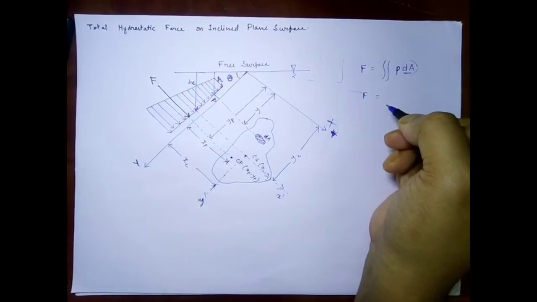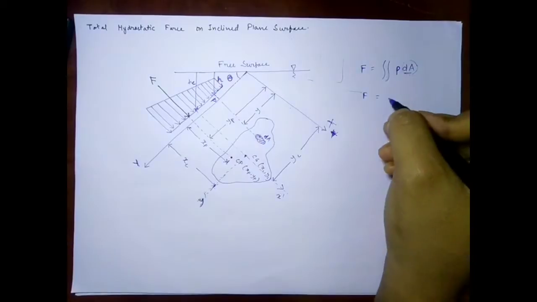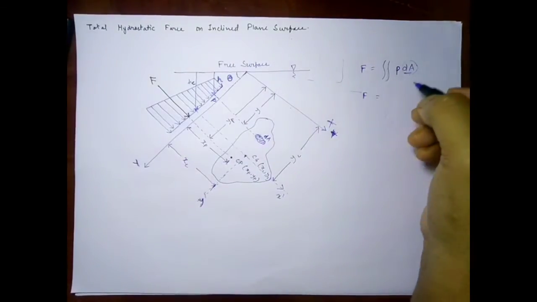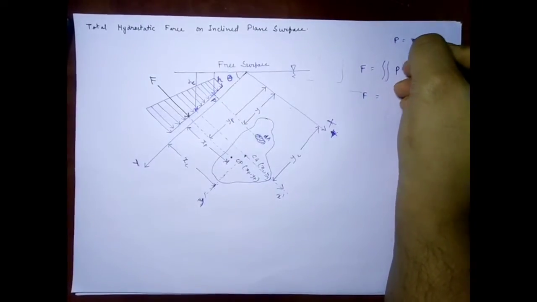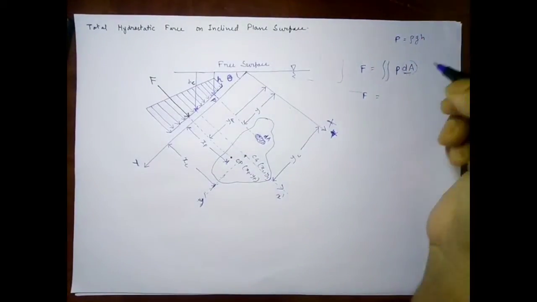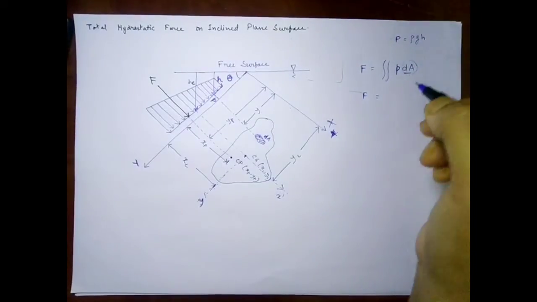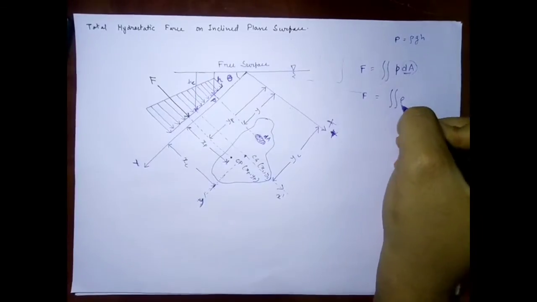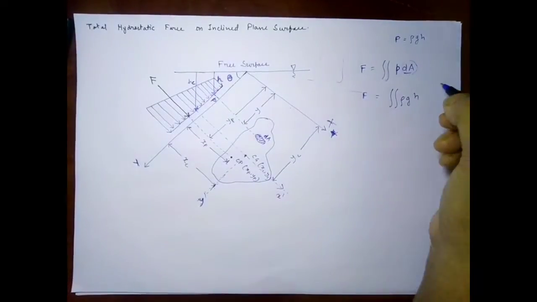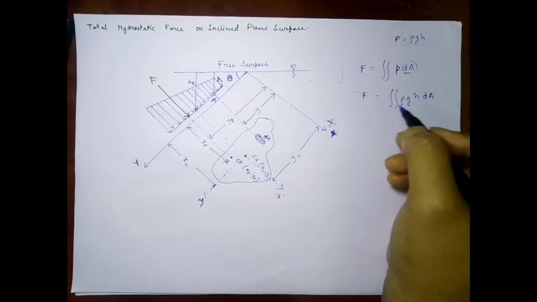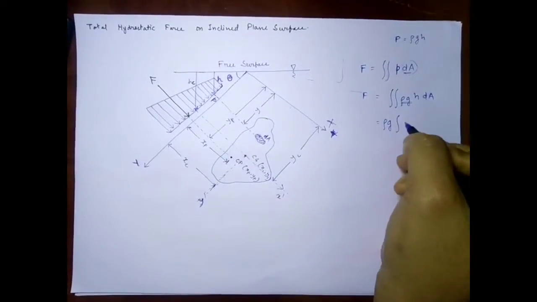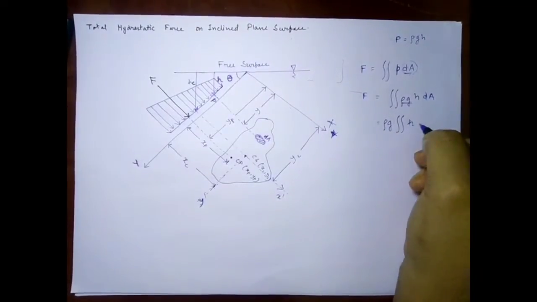Now F can also be written as, pressure, as you know, is rho g h. So I can write that F is equal to the double integral of rho g h times dA. Now rho and g are constant terms, so I can take them out of this integral, and we will have the integration of h times dA.